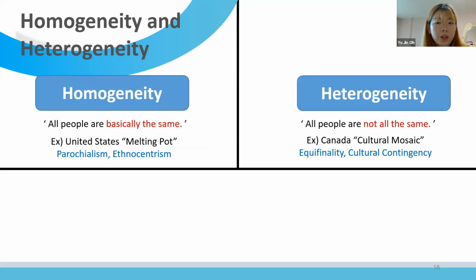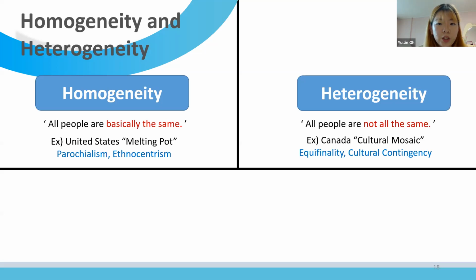Therefore, in the cultural synergy approach, the first commonly held assumption is called homogeneity, the belief that all people are basically the same. This is a very common assumption, especially in the United States in the melting pot myth. And this means that people with diverse cultures mix to create a homogeneous culture. So it considers that all people are basically in a similar or the same culture.